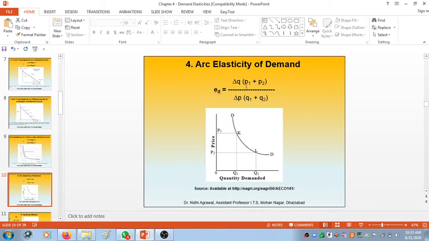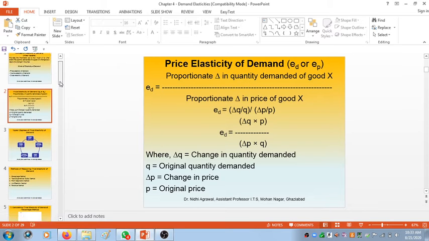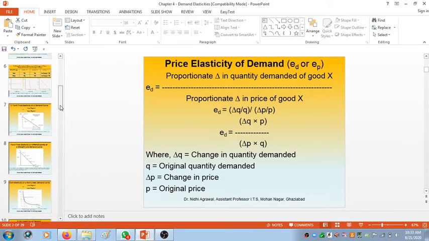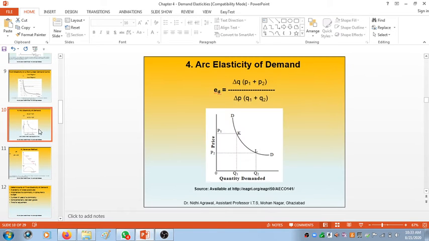delta Q multiplied by P, if you remember, this is the formula: delta Q multiplied by P divided by delta P multiplied by Q. Okay, so I am talking about this formula. So let's go back. Yes, I am talking about this.